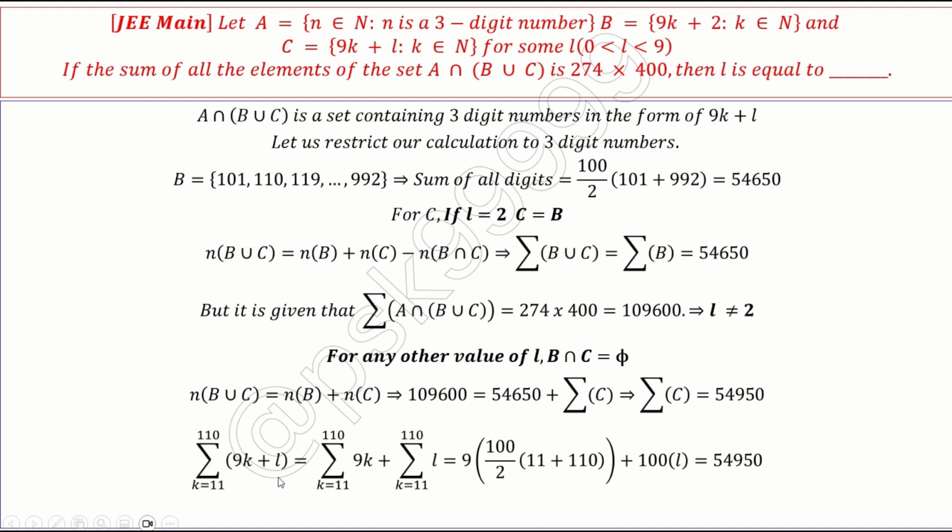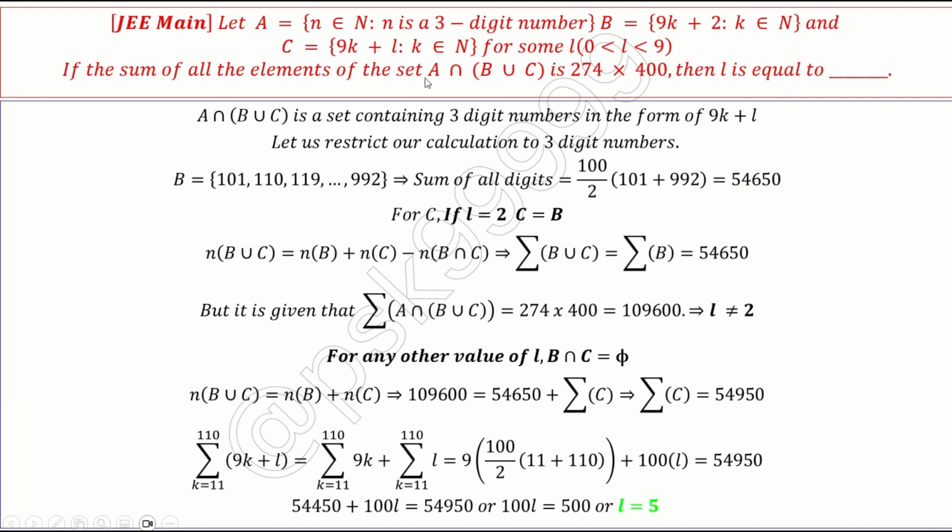The sum of elements of C is defined as 9k plus L from k equal to 11 to 110, restricting this to 3-digit numbers. You simplify it, and what you get is 9 times 100 by 2 into 11 plus 110, plus 100 L. If you simplify this equation, you get 100 L equal to 500, or L equal to 5. So that is the answer.